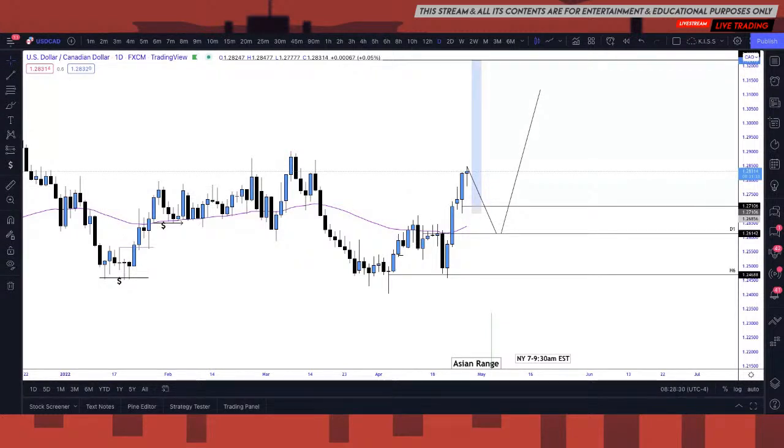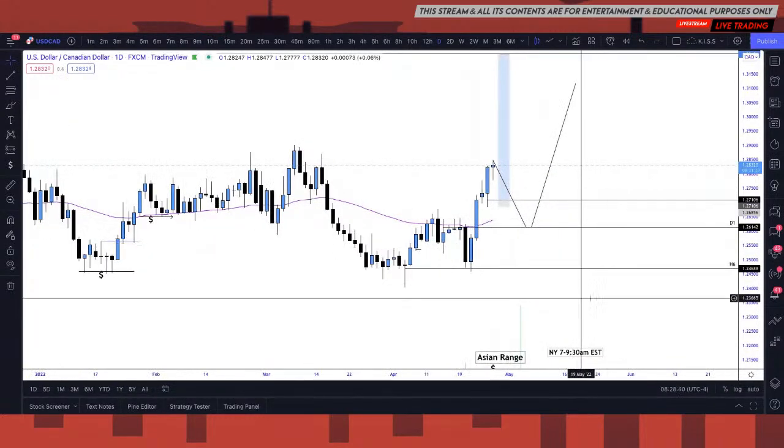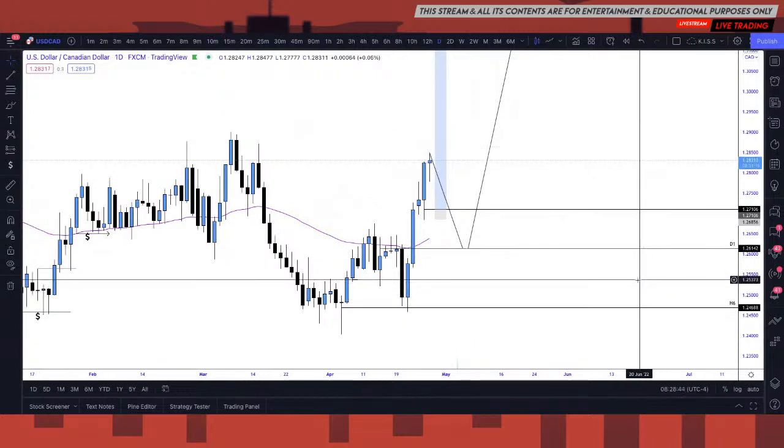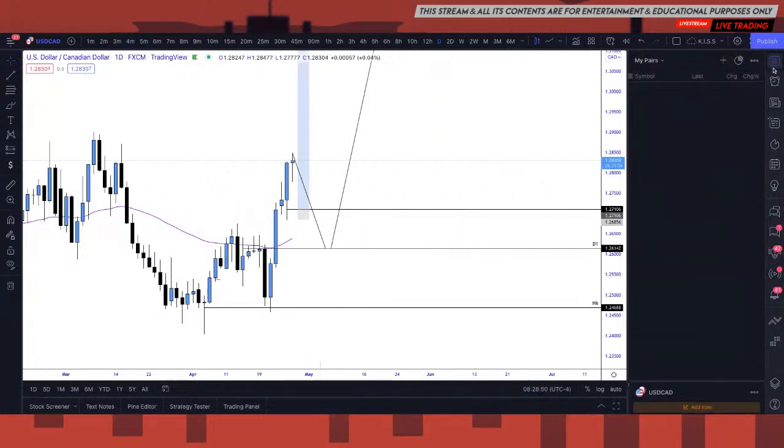Yeah, and someone said CADJPY short. That's, obviously if we're looking to buy USDCAD, CADJPY is inversely correlated. So that would make sense to me. All right, I just don't really look at that here. I think someone else said GU.